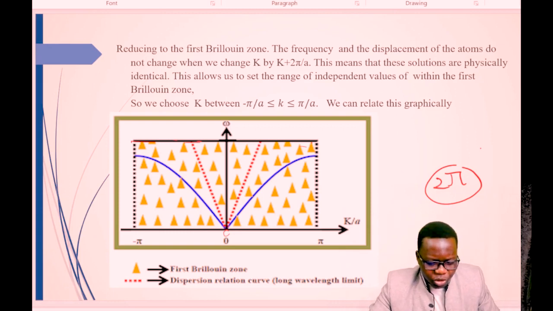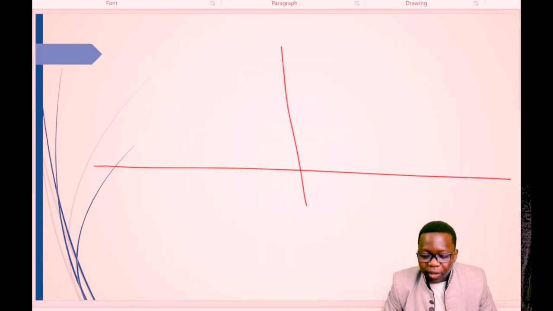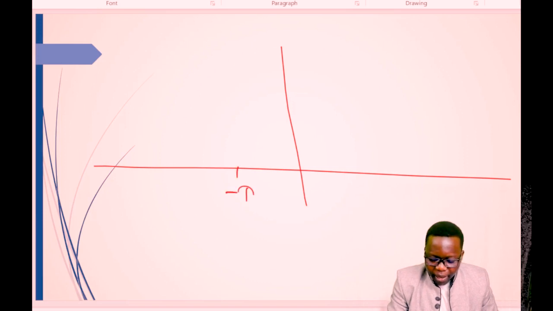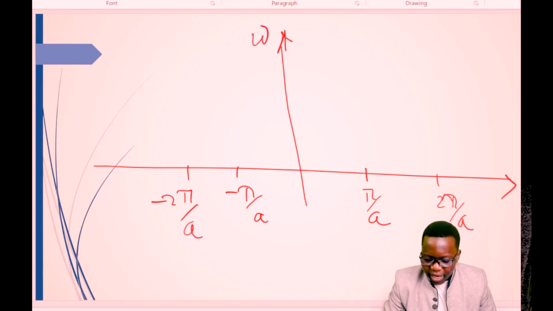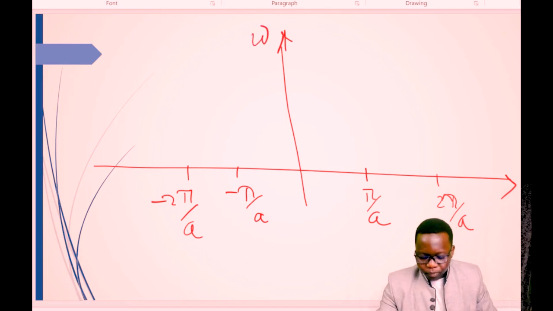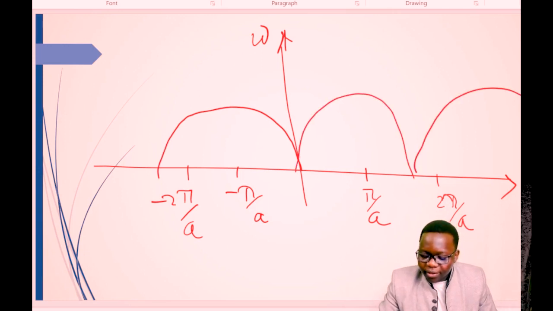So maybe this is what I would say. If I have a graph like this, I could have minus pi over a, this is pi over a, this is 2 pi over a. These are values of k, and this is the angular frequency. Well, if I plot, our values would be going like this. We would have graphs that fall out like this.